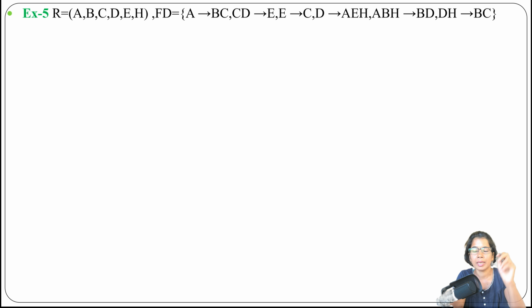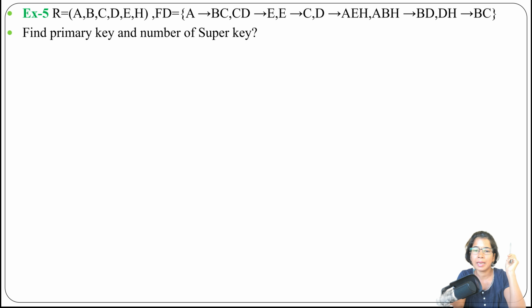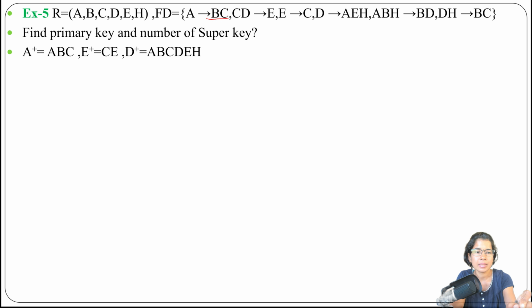Next, example 5. Some functional dependencies are given and it is asking to find the primary key and the number of super keys. Now for the number of super keys we need to check how many non-prime attributes there are, and its power set contains that many super keys possible. So let me first find the primary key, or you can say candidate key or minimal super key. A plus equals A, B, C. Then E plus, from E you can derive C. So just E and C.